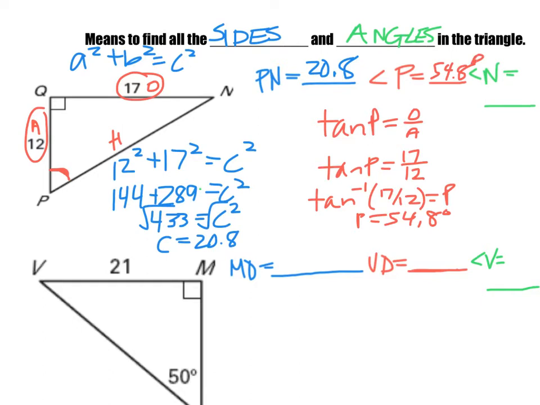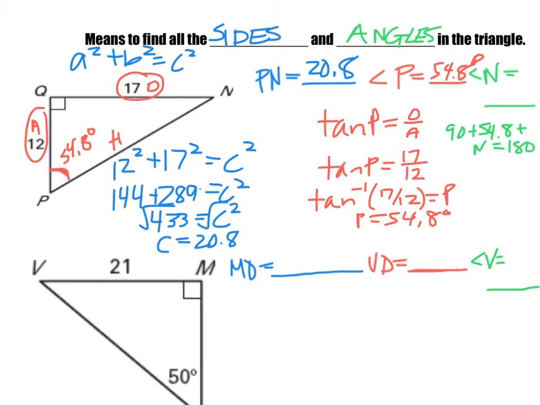Okay, so now let's talk about if I know two angles in a triangle. If you know two angles in a triangle, what's our shortcut? Well, we know that the angles in a triangle add to 180. So I can do 90 degrees plus 54.8 and subtract that from 180. So 90 plus 54.8 plus angle N equals 180. So we add and subtract from 180.